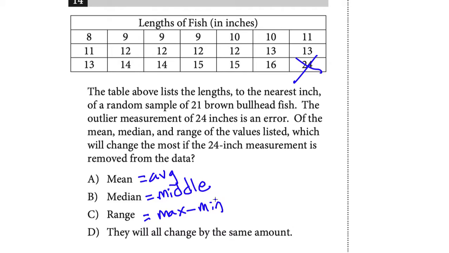Everyone guess. A is 1, B is 2, C is 3, D is 4. Hold up some fingers. Which one makes the most sense?